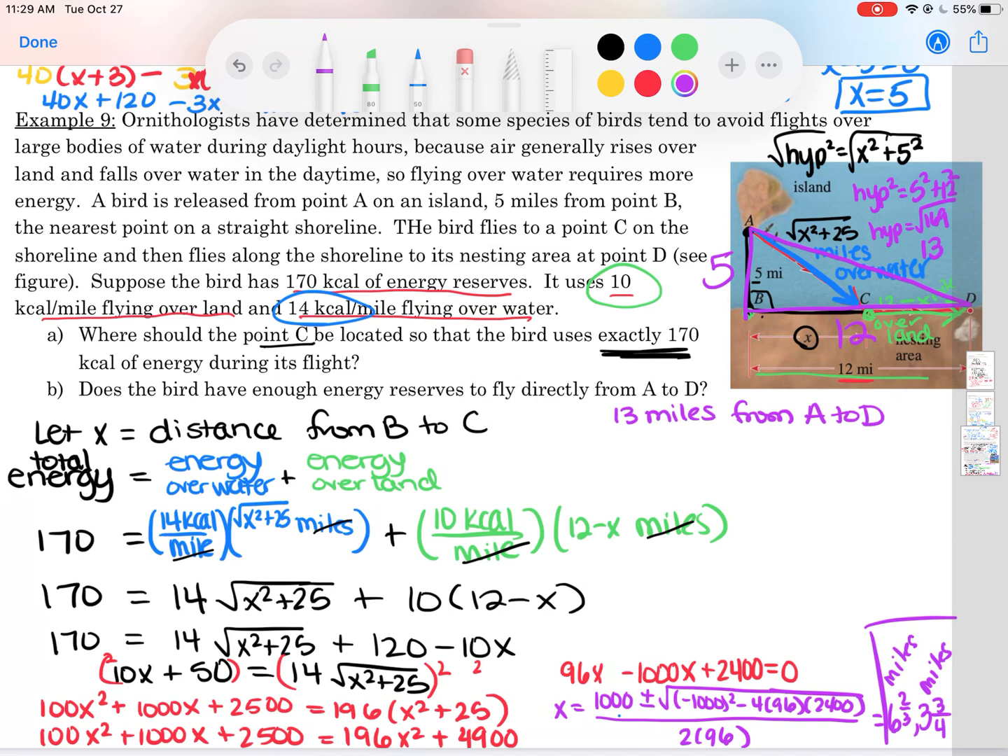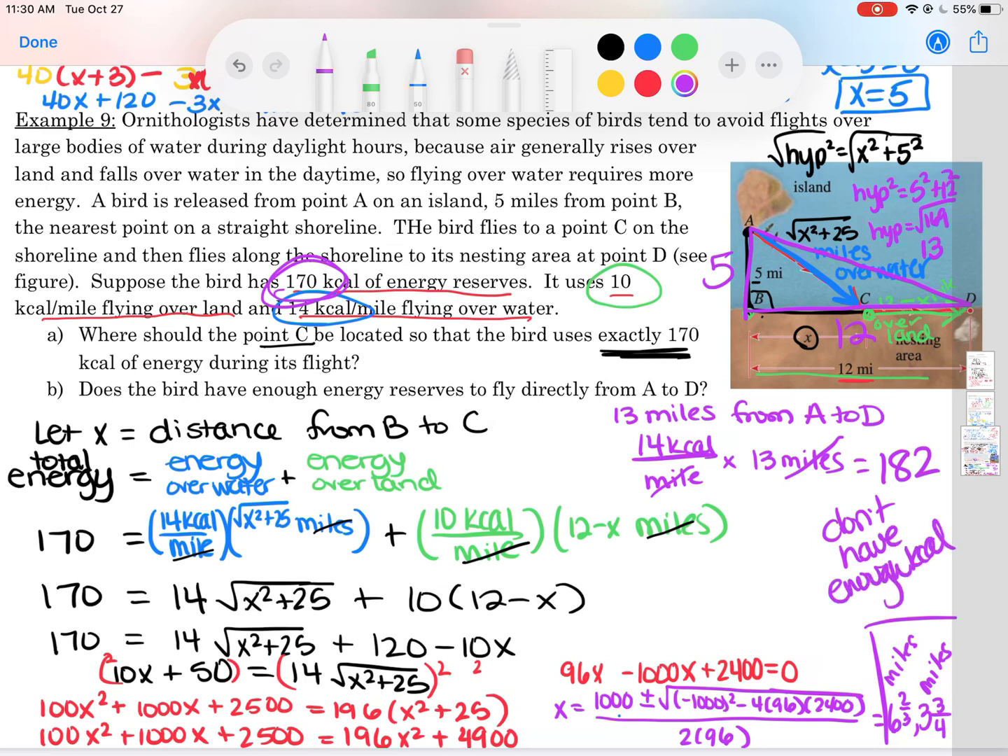So let's see, that's all over water. So water would be using that 14. So that's 14 kilocalories per mile times 13 miles. And let's see if that's going to give us too many calories. So 14 times 13, that's 182. Since they only have 170 to use, yeah, they're not going to make it. So they don't have enough energy. Not enough energy reserves to make that trip. So they have to hit the shore first.